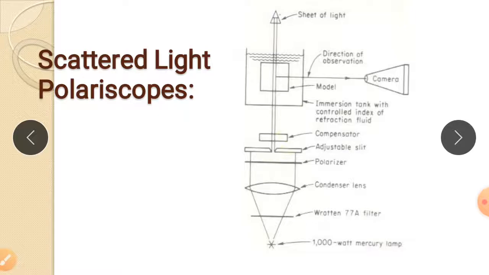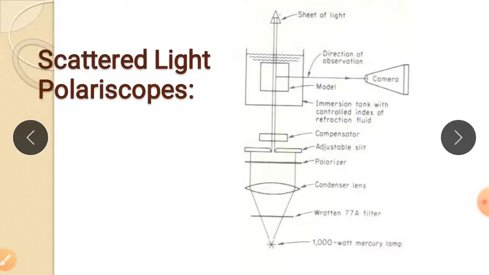Okay, next we move on to the very important topic, that is the scattered light polariscope. What is the scattered light polariscope? The scattered light polariscope differs in many respects from the conventional transmitted light polariscope.